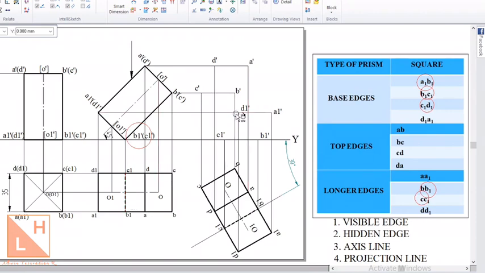Now the hidden edge was B1 C1 in the top view of the second position. It is not going to be the same in the final position. We need to identify the new hidden edges for this particular new position of the solid. So again we will refer to this set of edges which are making the square prism. Now how to identify the hidden edges in the final position?